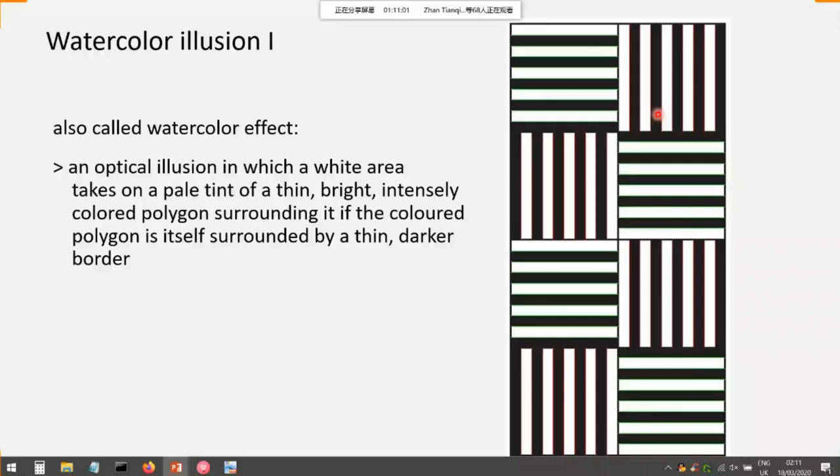And if you take a closer look, you have the impression that these white areas here are slightly green, and these vertical white areas here are slightly red. So they kind of are influenced by the thin color lines near to them. So altogether, you would say this area is more reddish and this is more greenish here, if you compare these different squares here.